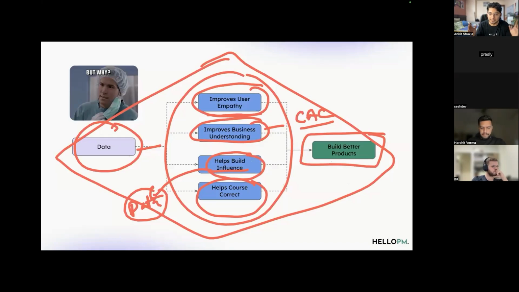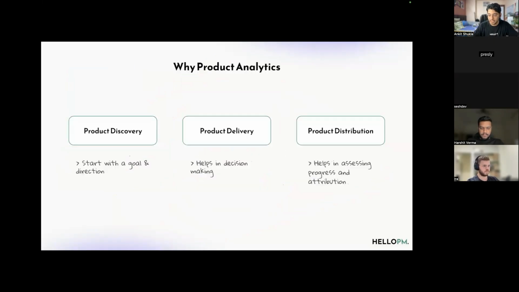Otherwise, if you are a product manager who does not understand analytics and only thinks about how to execute things, then you will be like a pendulum, which is moving here and there, but does not know what is the real direction that they want to go. Okay. And how does it fit in the complete product management lifecycle?